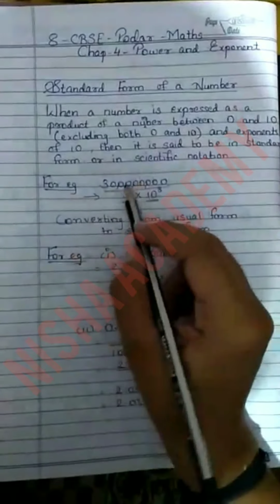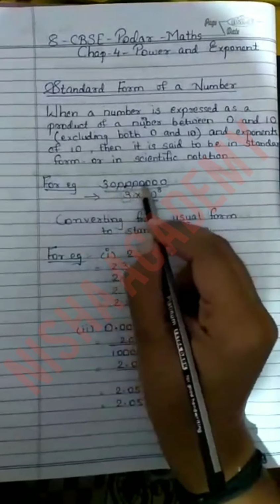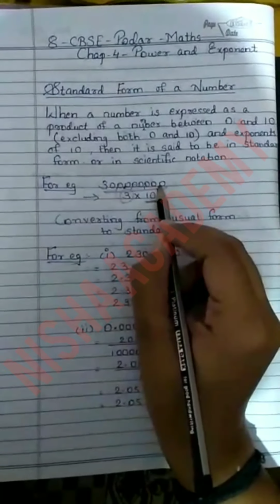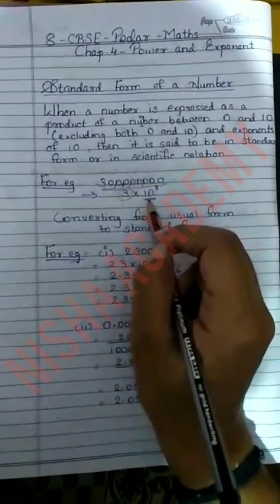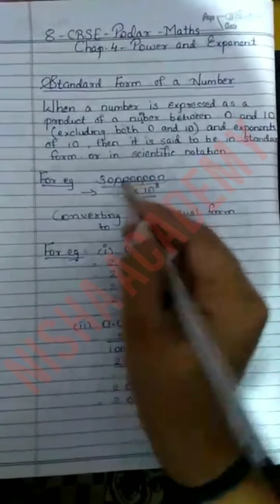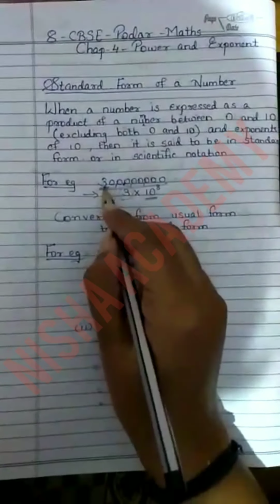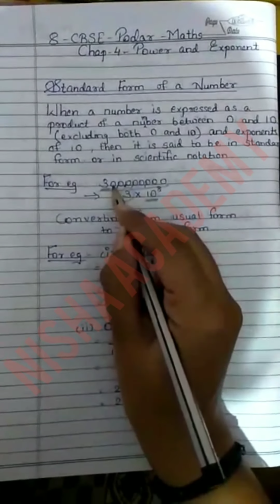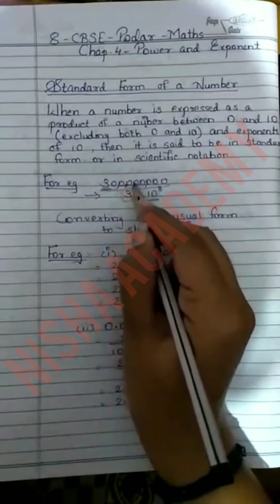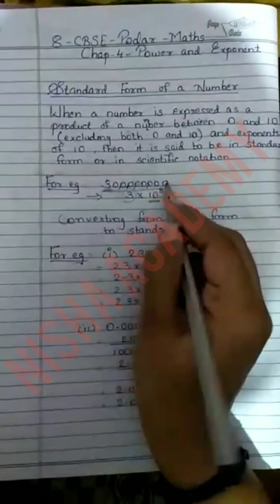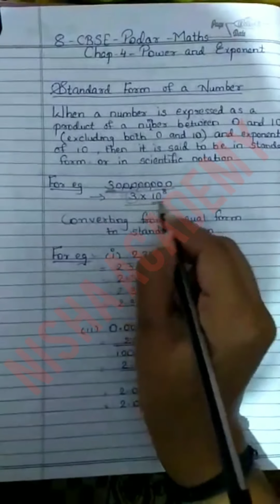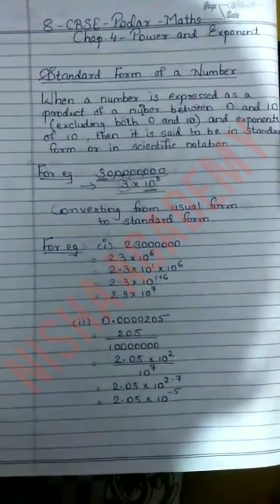Clear? For example, here 3 has 8 zeros. It is so big and very hard to read. So how will we represent this in standard form? Firstly, we take this number and write 3, multiplied by 10 raised to the number of zeros. How many zeros are there? 1, 2, 3, 4, 5, 6, 7, 8. So it will be 10 raised to 8. This is called standard form.